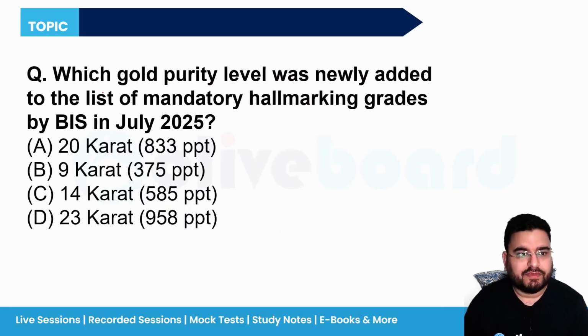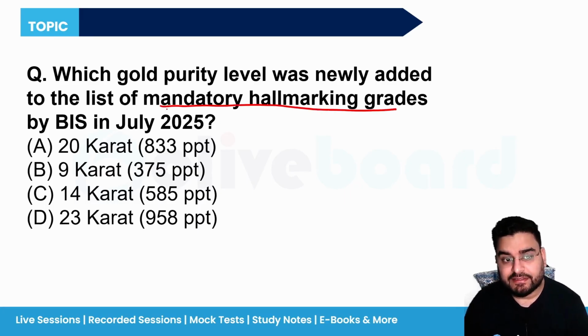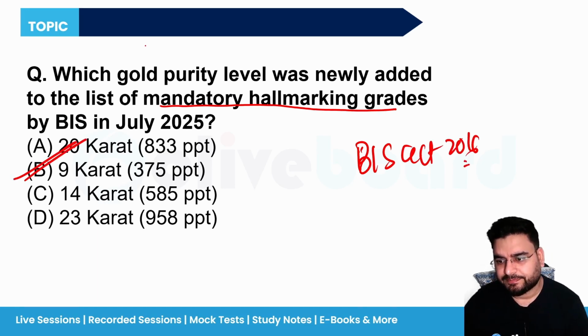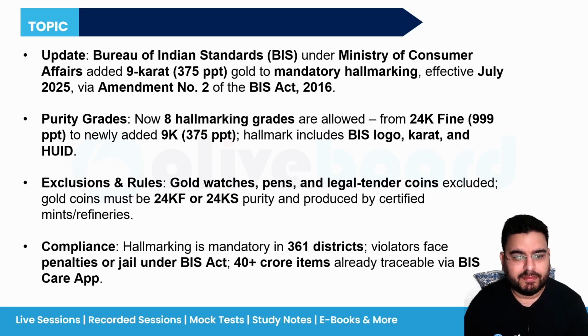Chalo. So which gold purity level was newly added to the list of mandatory hallmarking grades? Guys, understand one thing, that it is mandatory. Mandatory means it has a backing of law, right? What law? That is the BIS Act of 2016, right? So recently 9-carat has been added. Clear? It has been made mandatory. Got it? So please remember. So which is the organization involved here? Bureau of Indian Standards. It comes under the Ministry of Consumer Affairs, right?